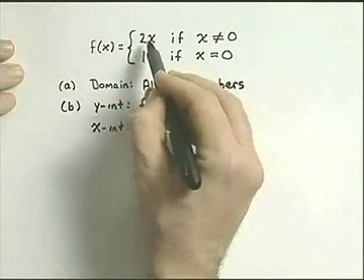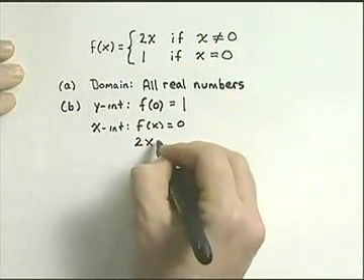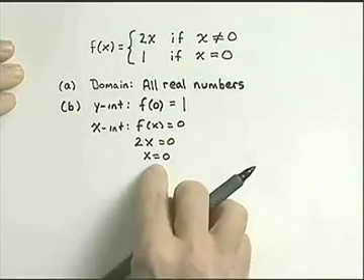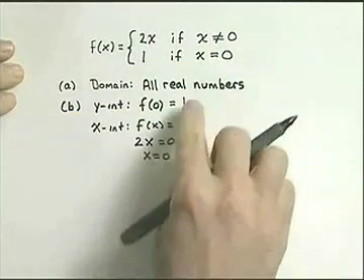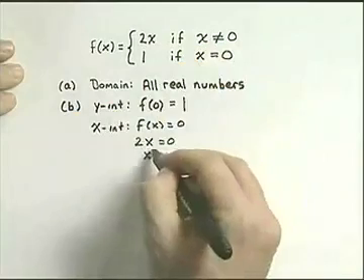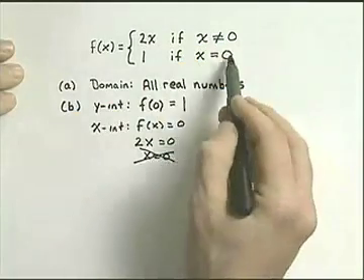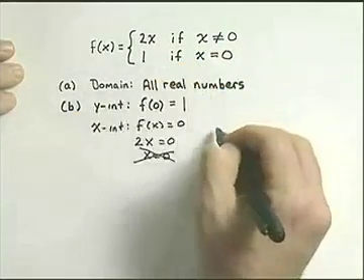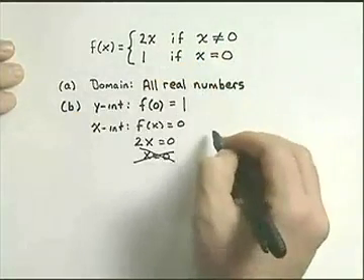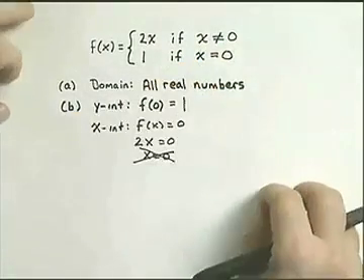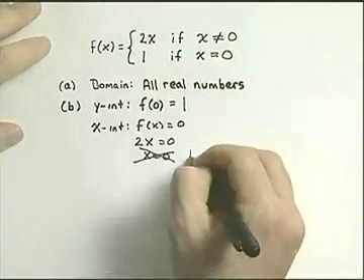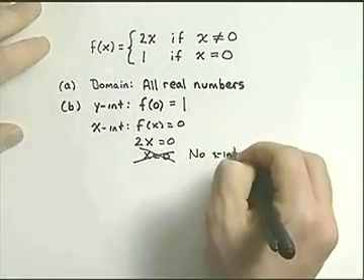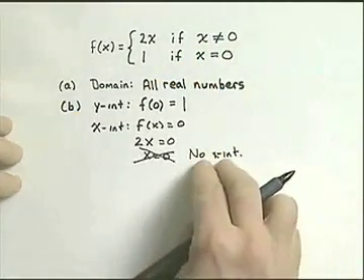To find the x-intercept, we need to solve the equation f of x equals 0. If I use this rule on top, I get 2x equals 0, which says x equals 0. But I have a contradiction here because x cannot equal 0 for that rule, so we ignore that result. Next, if we tried to solve f of x equals 0 for the second rule, we would get 1 equals 0, and of course that's also a contradiction. For that reason, this function has no x-intercepts.